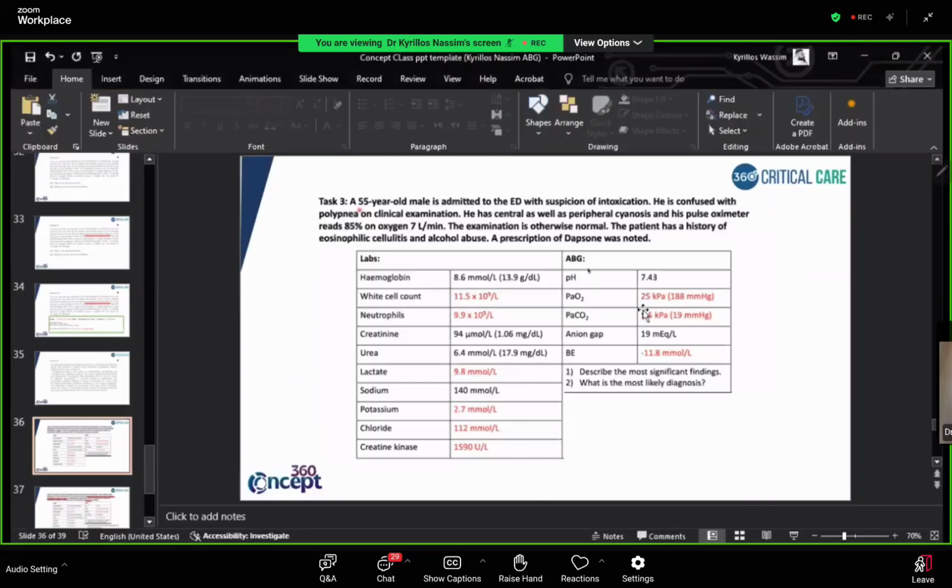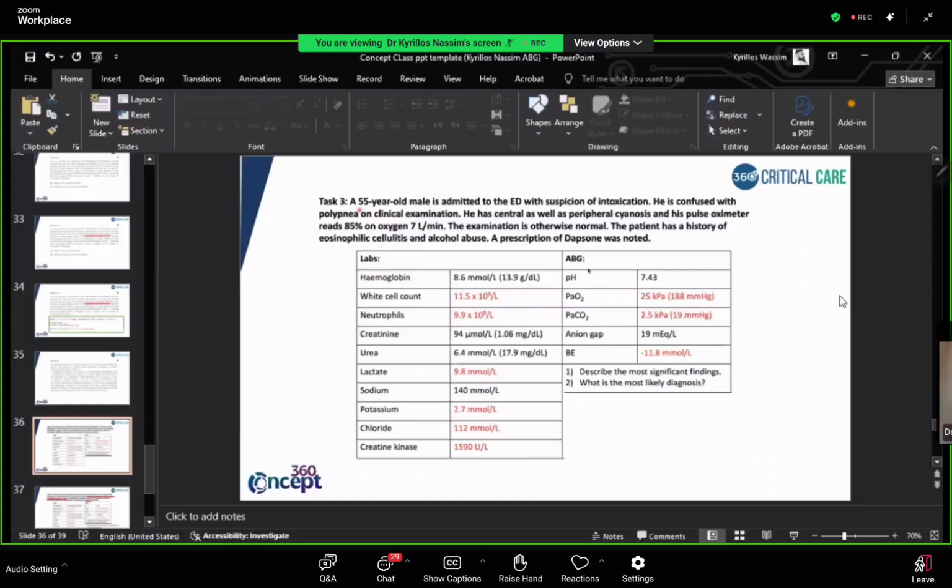A 55-year-old male is admitted to the ER with suspicion of intoxication. He is confused and polypneic on clinical examination. He has central as well as peripheral cyanosis. His pulse oximeter reads 85 on oxygen 7 liters. The examination is otherwise normal.